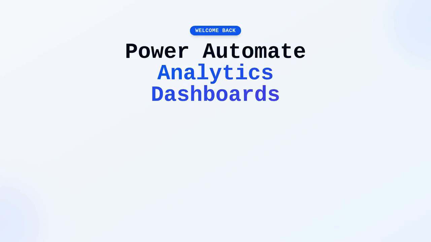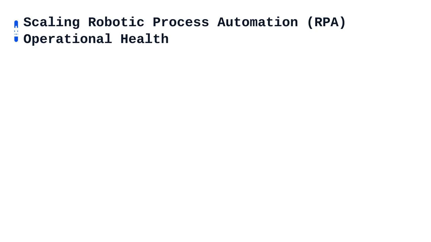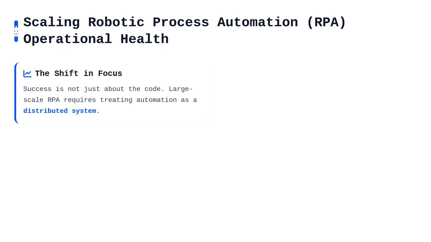Welcome back. In this session, we will examine how to extract actionable intelligence from the Power Automate analytics dashboards to monitor and improve our RPA implementations. When we deploy robotic process automation at scale, the code we write is only one component of the overall success of the initiative. We must concern ourselves with the operational health of the infrastructure, just as we would with any other distributed system.